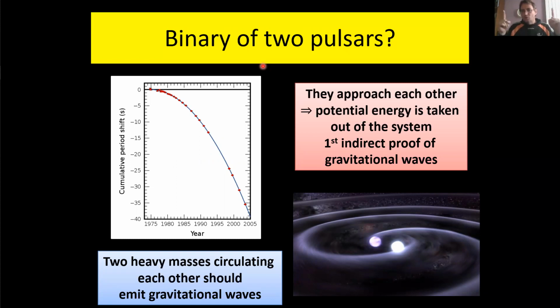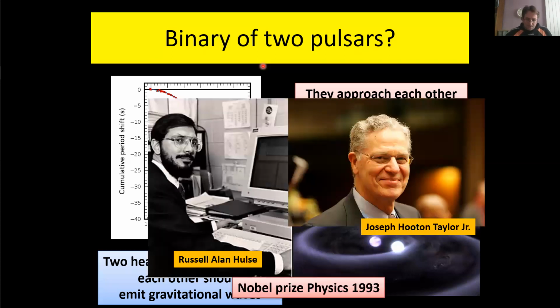Yet, these are still so far away that the disturbance in space-time is relatively small. They need to come closer to each other, which will be in about 200,000 years, for the ones that were observed here. But we have seen this period shift going on. Somehow energy is taken out of the system, is emitted, is dissipating away. This was an indirect strong evidence there must be gravitational waves. This was done by Russell Hulse and Joseph Hooton Taylor. And they got the Nobel Prize already in 1993, which means the publication must have been somewhere just before the 1990s. So, indirectly already shown Einstein was right.